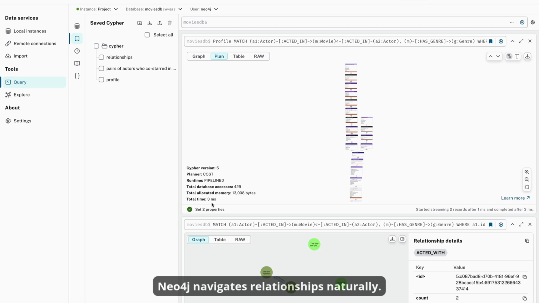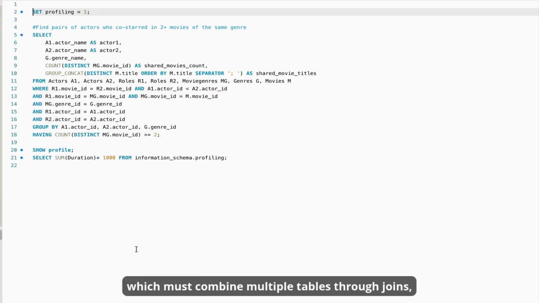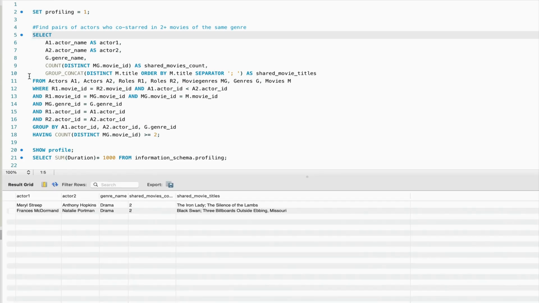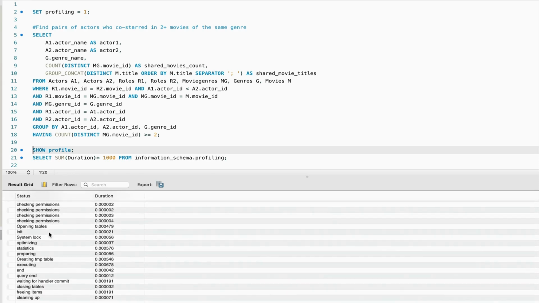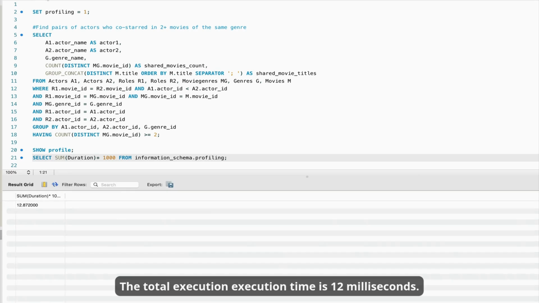Neo4j navigates relationships naturally. That's why graph databases like Neo4j are a perfect choice for social networks, recommendations, and connected data analysis. In comparison to MySQL, which must combine multiple tables through joins as shown in this script. Let's run the query and take a look at the query profile. The total execution time is 12 milliseconds.